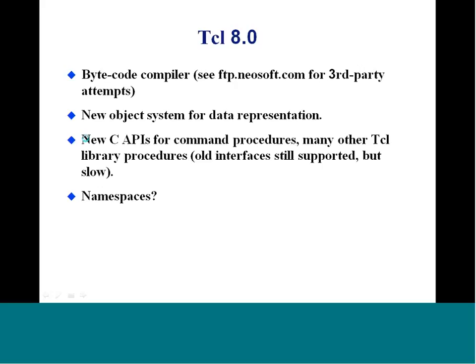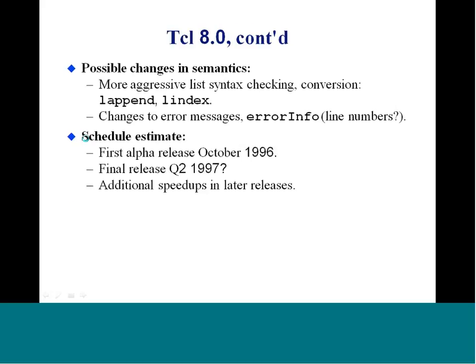And then, what about the namespaces? That is another thing that we need to worry about. Okay, so in Tcl 8.0, we also made some possible changes to the semantics. More aggressive list syntax checking is enabled in Tcl 8.0, and then the conversion for lindex and lappend.